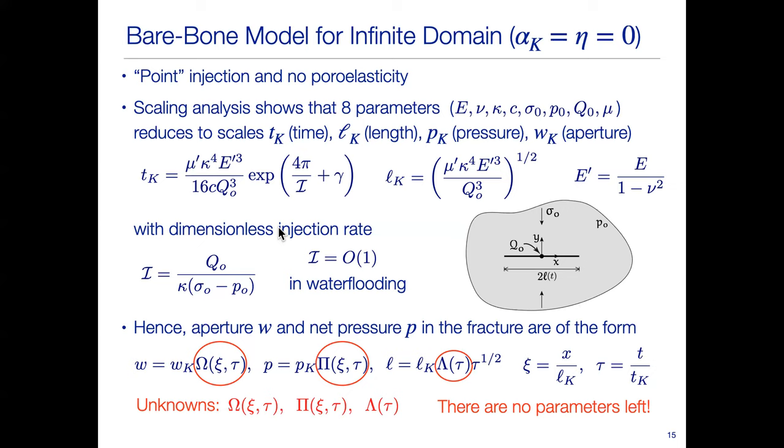Okay, so when we do all of that, what we find, what you see in the red circle, are the scales for aperture, pressure and length. Xi is the variable along the wellbore, along the crack, and tau is the scaled time. So we can see there's no parameter. We are left with calculating those functions by looking at all the equations and boundary conditions.